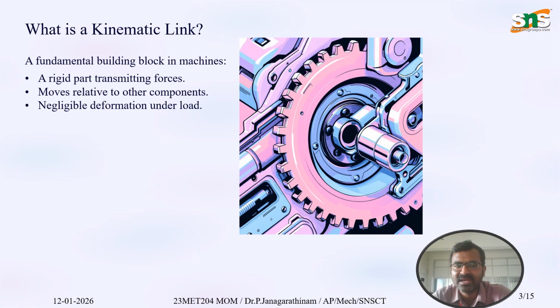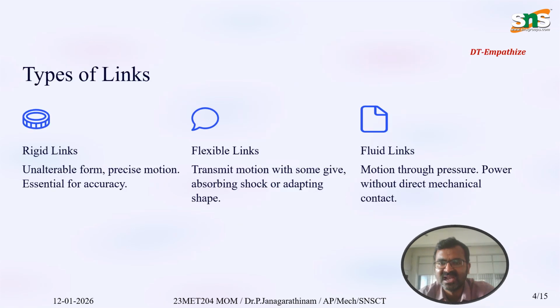So what is meant by a kinematic link? It is a rigid part transmitting forces and moving relative to other components, with negligible deformation under load. This is one of the rigid parts of a particular machine or mechanism which moves relative to another component, which means another link, with negligible deformation under loading conditions. This is the kinematic link.